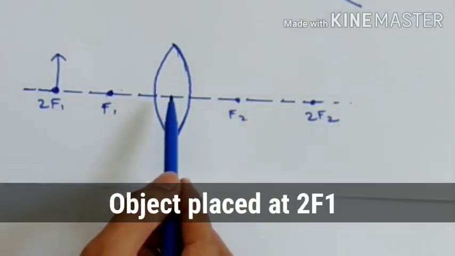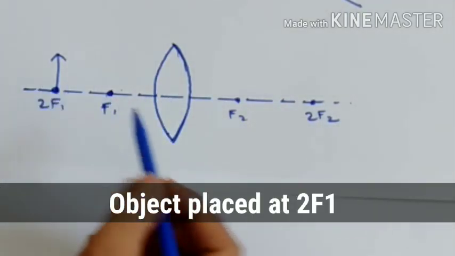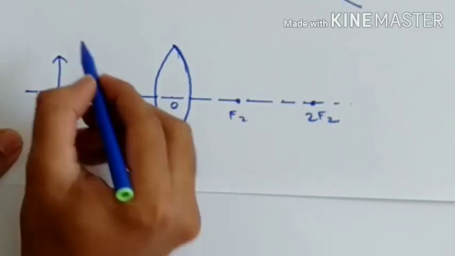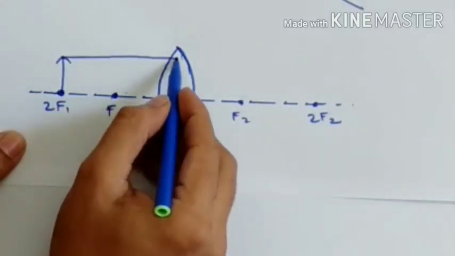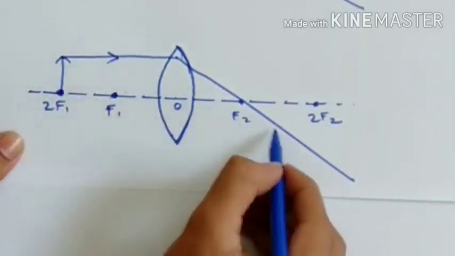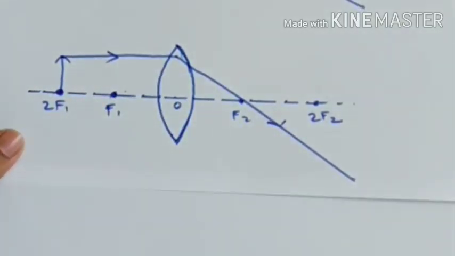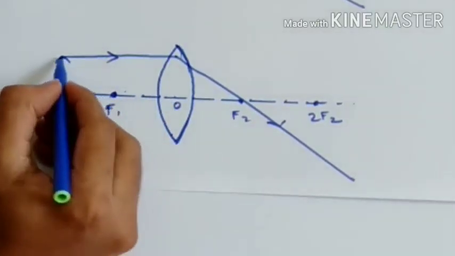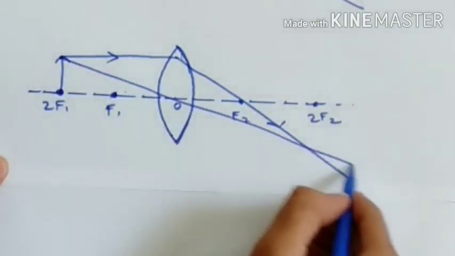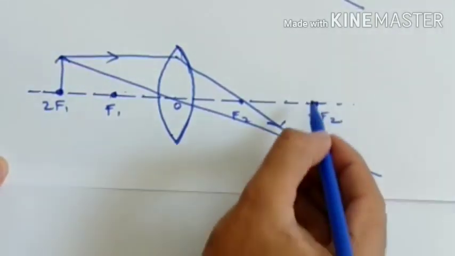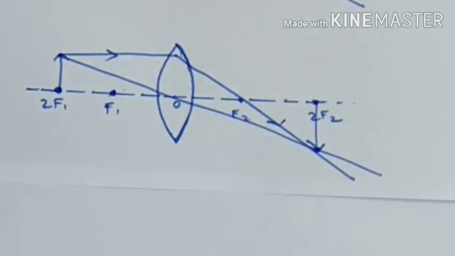Third case, when the object is placed on 2F1. Again, the first ray we will draw parallel to the principal axis. A ray which is parallel to the principal axis will obviously pass through the focus, that is F2. Another ray you can draw once again going through the optical center. Both the rays will meet here and we will see the image being formed on 2F2.